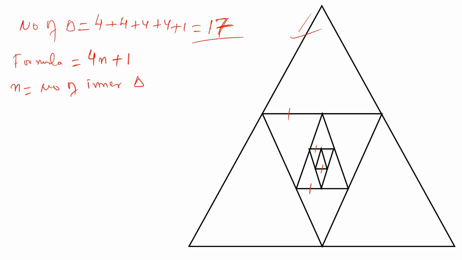this outer triangle. So let's try to solve this figure by using this formula. The number of inner triangles is 1, 2, 3, 4. So 4 multiplied by 4 plus 1: 4 multiplied by 4 equal to 16, 16 plus 1 is 17. So we find it came to be exactly the same, 17.